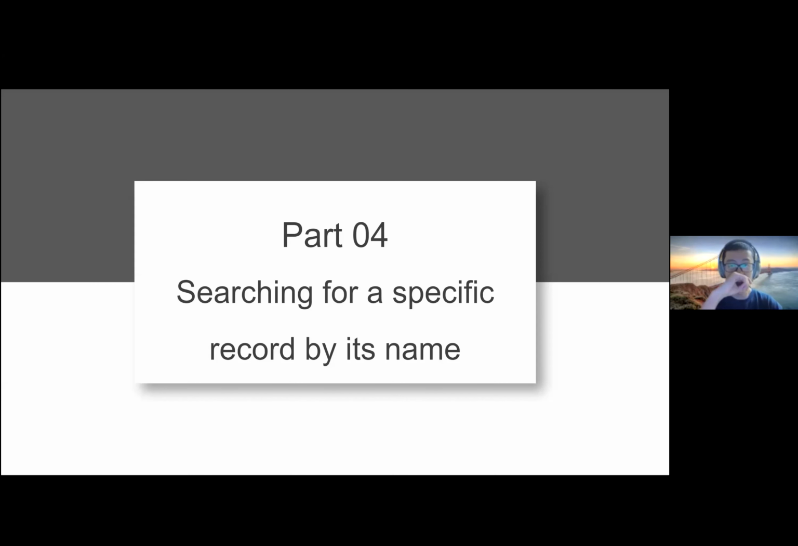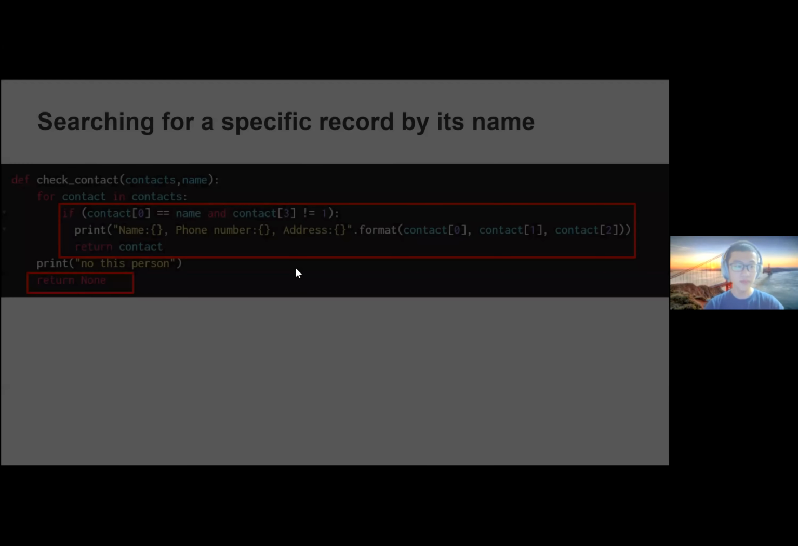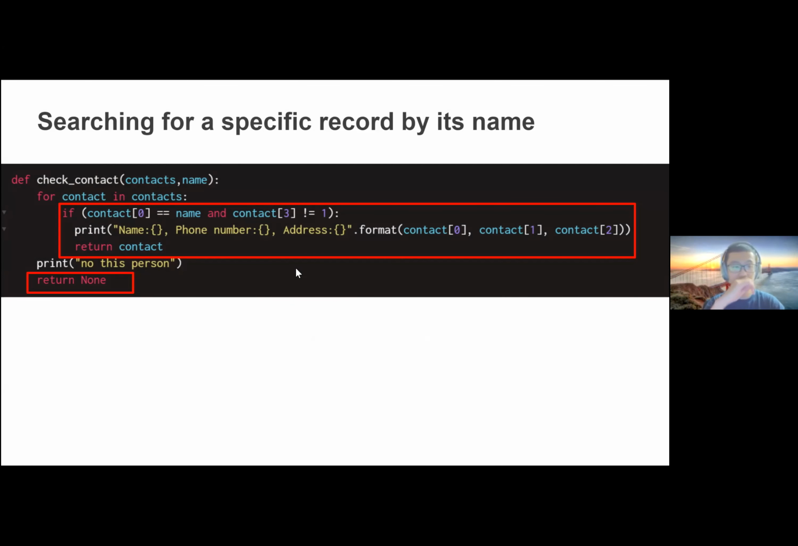So I will introduce another part of this program, and here is part 4, searching for a specific record by its name. And this function is a really important part of the phone directory, as we can use this function to find a person and his relative information efficiently. Here is this function. And the function name is called check contact. It is similar to the function in part 3.